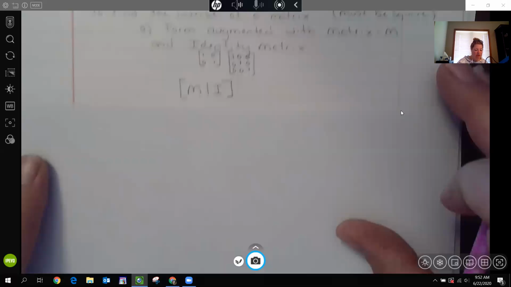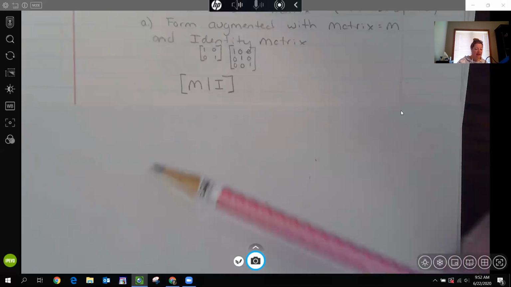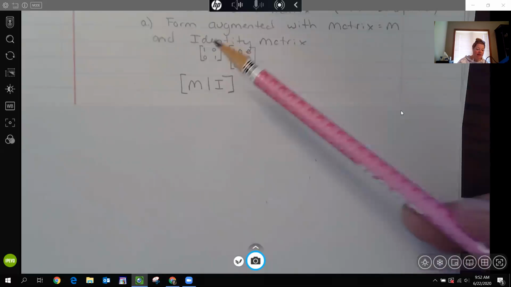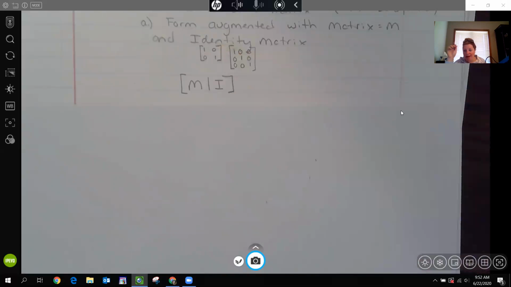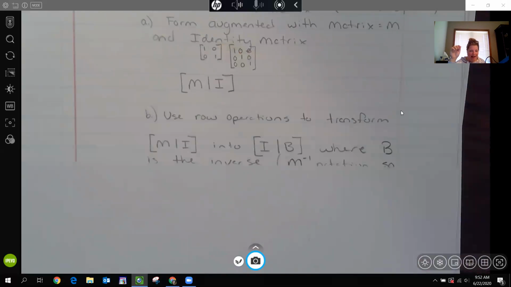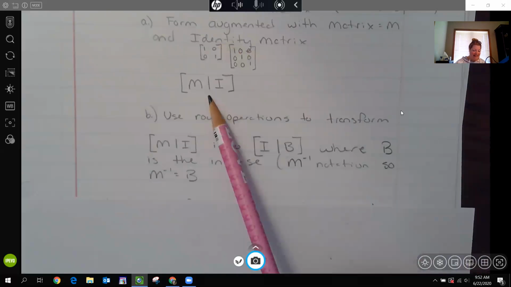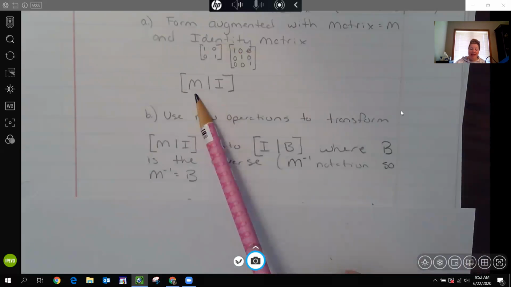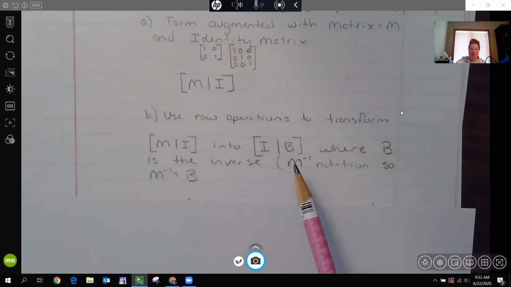So what we're going to do is set up our original matrix, whatever the square matrix is, 2x2, 3x3. Then we're going to do the identity over here, and we're going to do row operations until we transform this with the identity on the left side and a new matrix on the right. And the new matrix on the right is going to be our inverse.